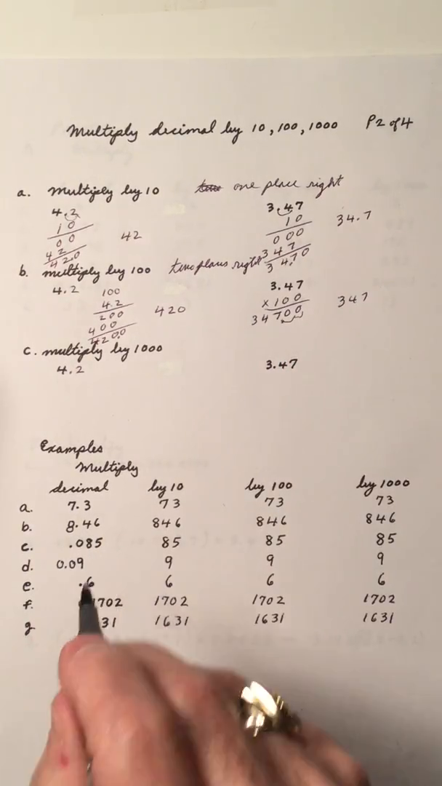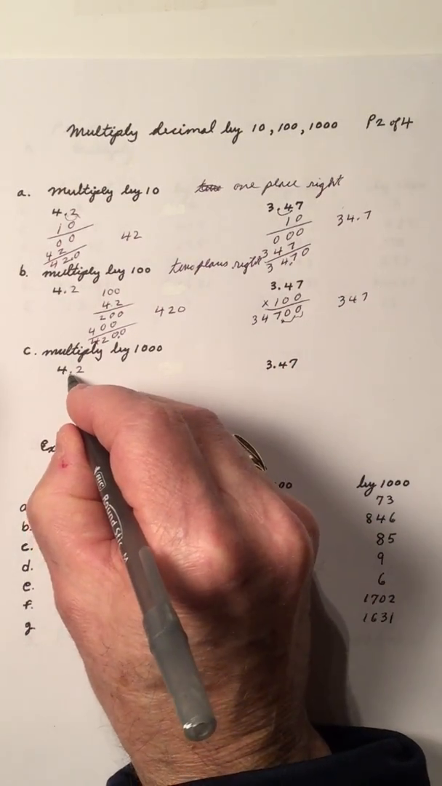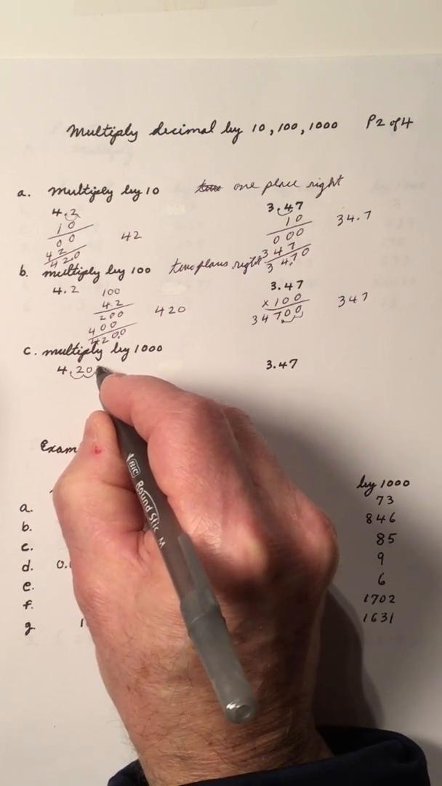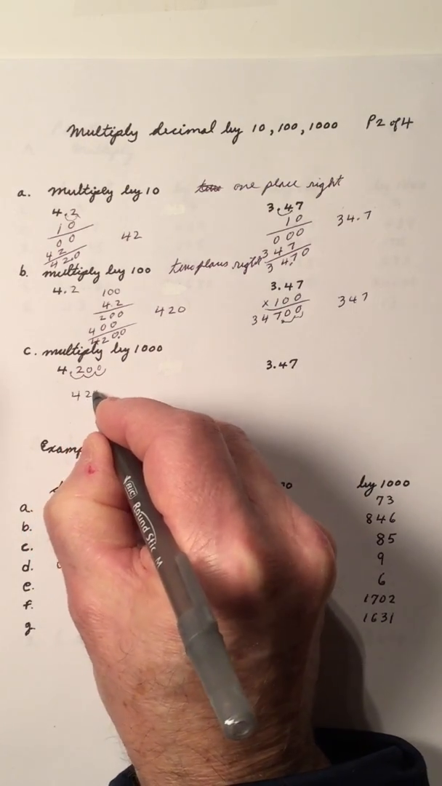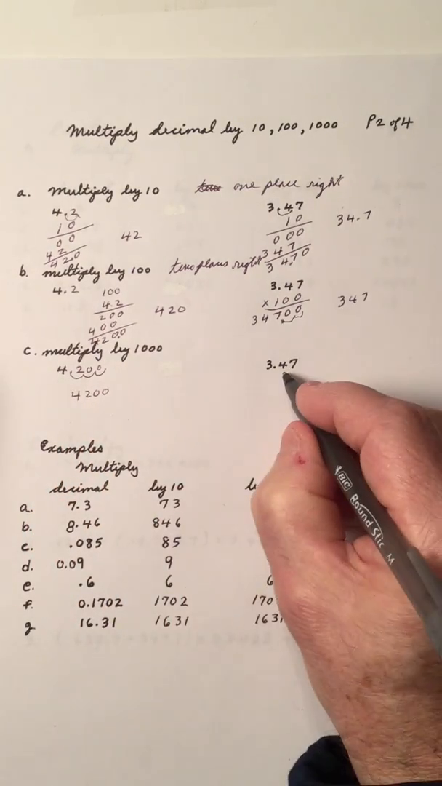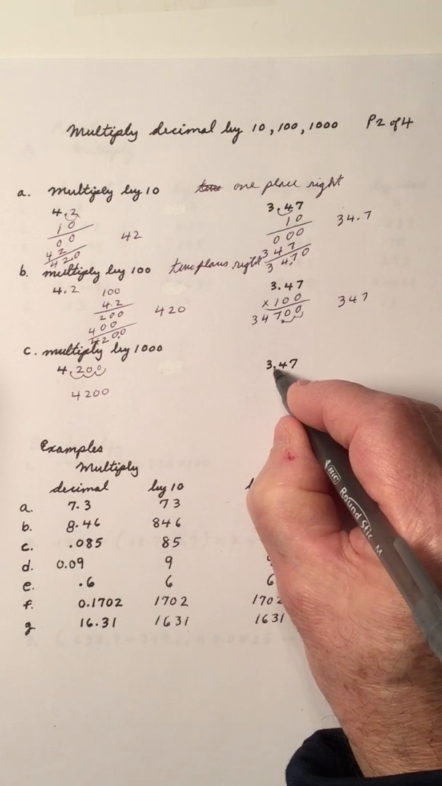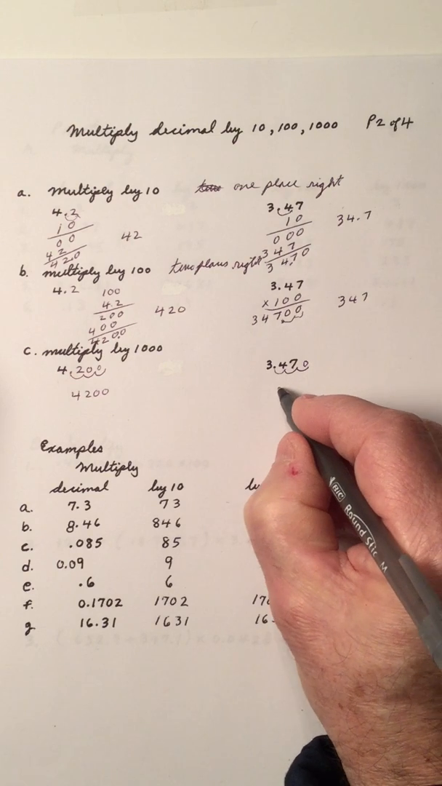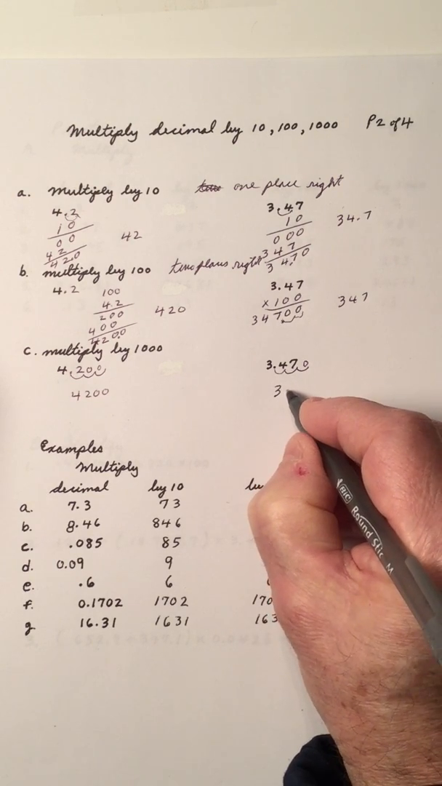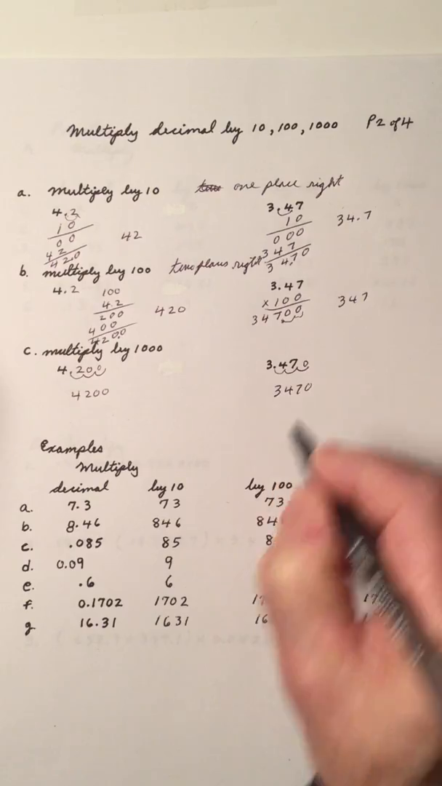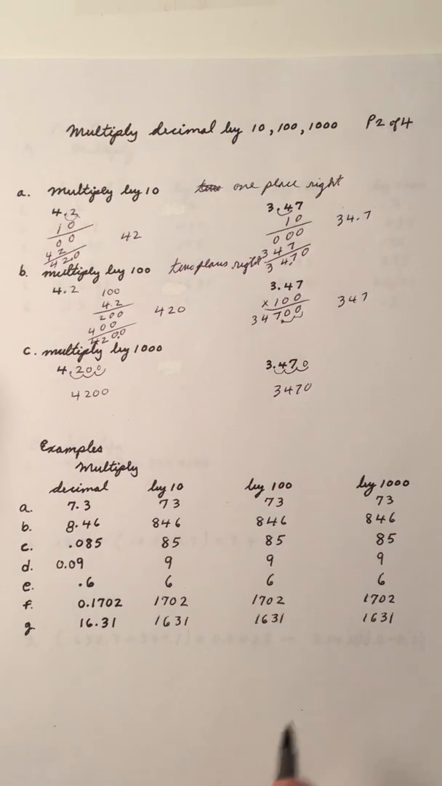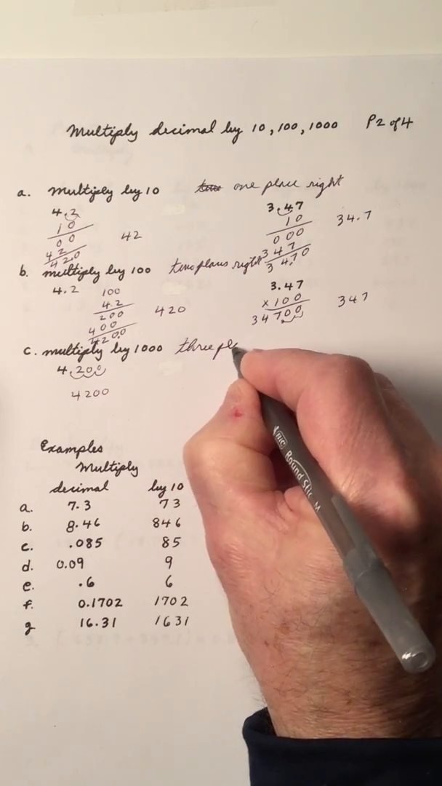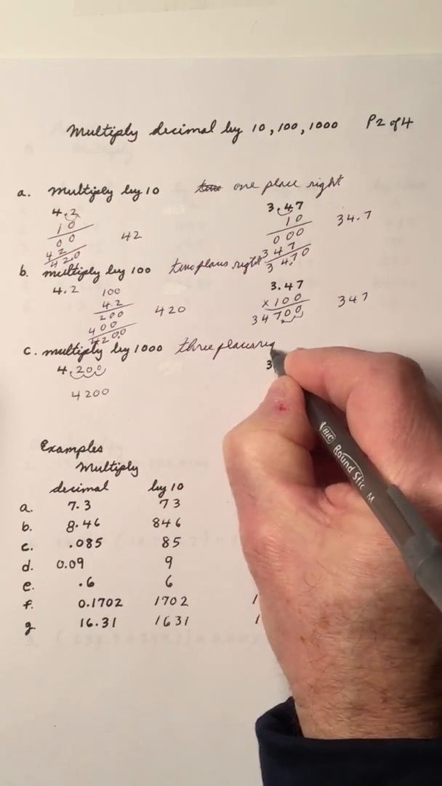So guess, if you multiply by 1,000, it should move three places. 1, 2, 3. So you get 4,200. Multiply by 1,000, it moves three places. 1, 2, 3. So you get 3,470. So three places to the right when you multiply by 1,000.